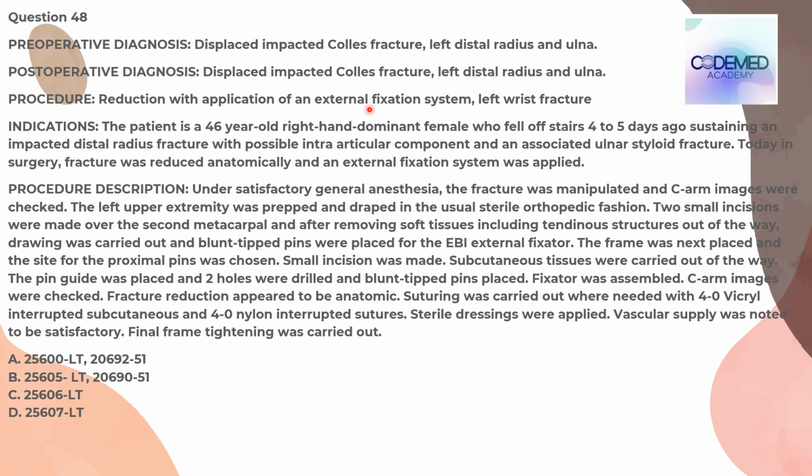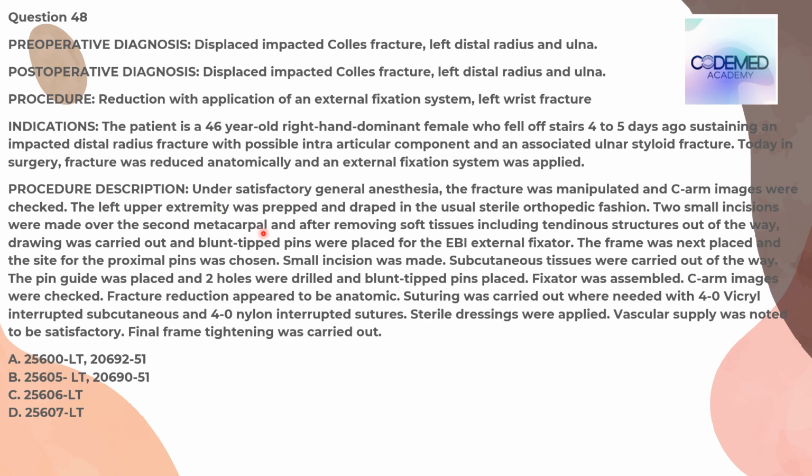And what is the procedure? Reduction with application of the external fixation system, left wrist fracture. This will also give us a clue how the fracture has been treated. Then we move to the procedure description. In the procedure description, it is mandatory for you to read the description very carefully, because sometimes you will get a lot of clues about what has happened in this patient case. So under satisfactory general anesthesia, the fracture was manipulated and C-arm images were checked.